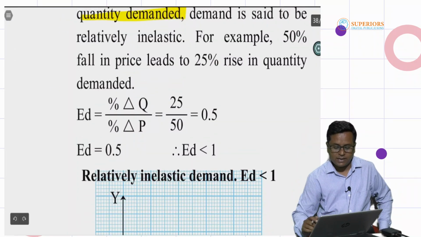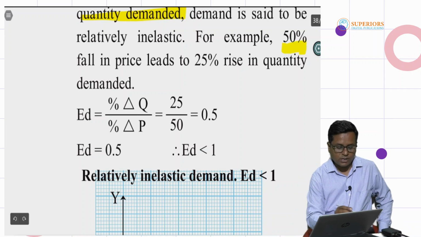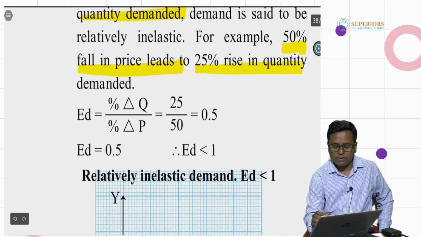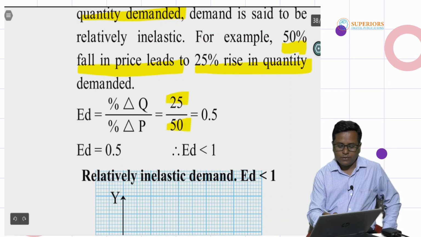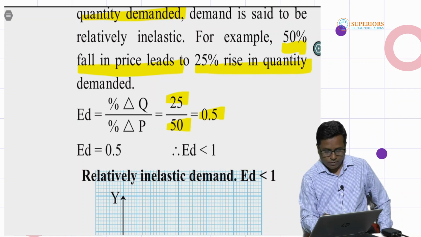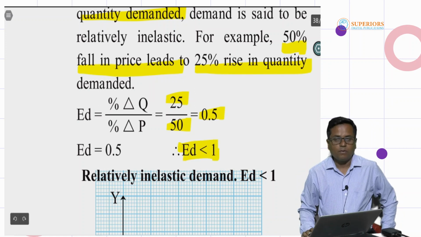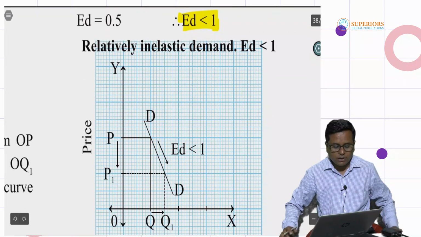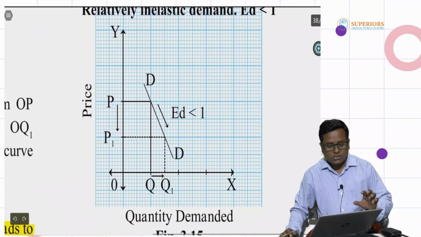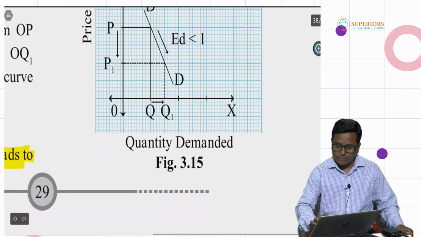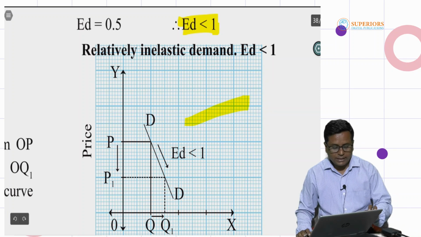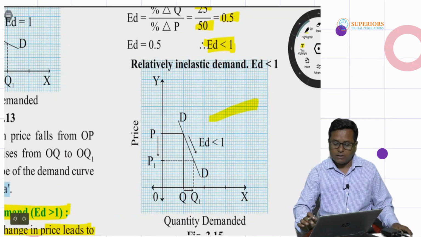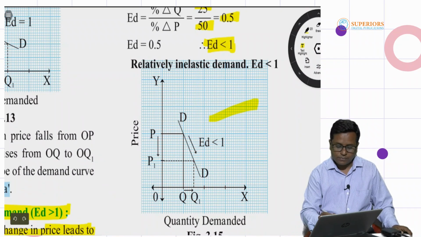The same is explained in this example. 50% fall in price caused a 25% rise in quantity demanded. 25 divided by 50 is equal to 0.5. Coefficient is less than 1. What about demand curve? The demand curve will be steeper. Demand curve will be steeper as shown in this graph. DD is the steeper demand curve. It is the steeper demand curve.